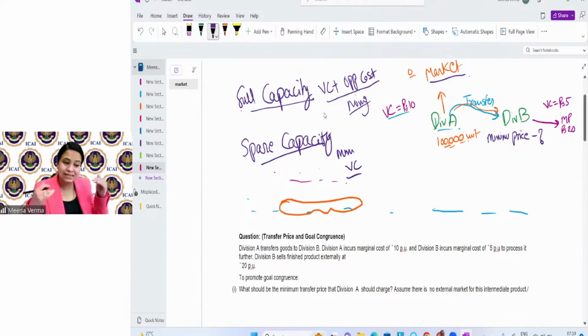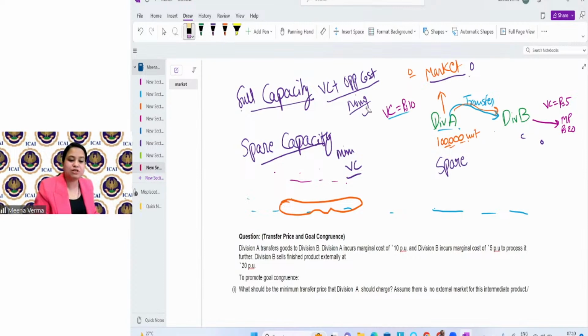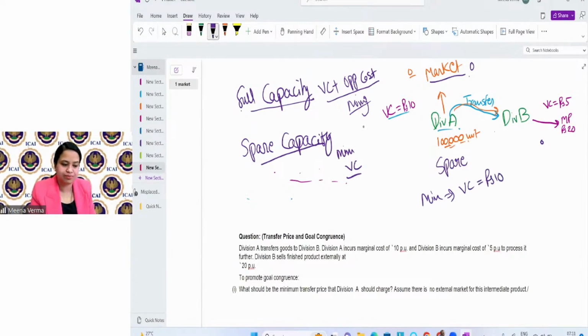Now, if you see this scenario, division A has no market at all. So whatever they are producing, they are not capable of selling it anywhere. So it is all spare capacity. So what is the minimum expectation of the division A manager here? The manager of division A will expect, at minimum, to recover the variable cost. He will expect to recover at least rupees 10.